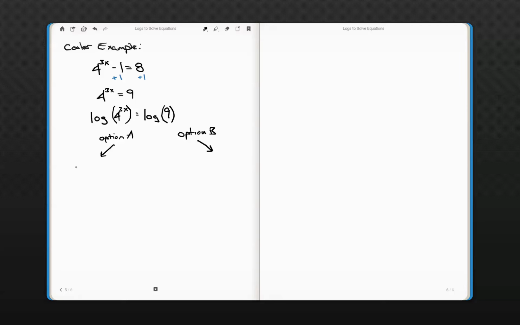3x times the log of 4 equals the log of 9. Remember, this is base 10. Okay, so I'm going to actually put a base in there, just because if we don't say anything else, it's log base 10.